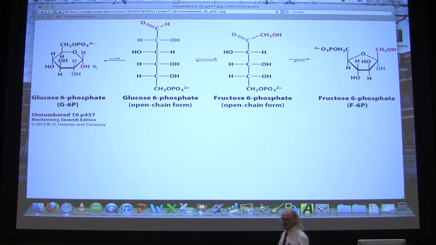Can you say the name of the enzyme one more time, please? Phosphoglucoisomerase, or glucose phosphate isomerase. You see it listed both ways.